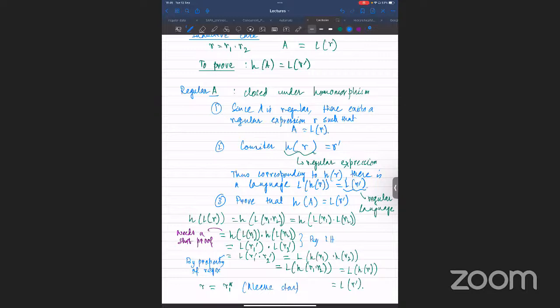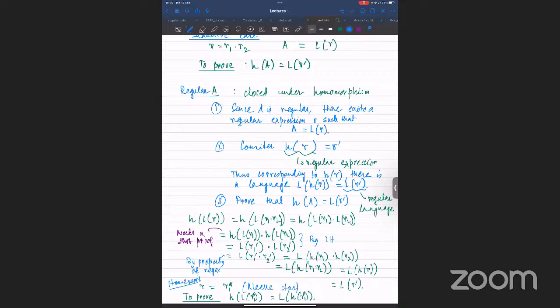And can you show what do we need to prove? To prove that H of L of R equals L of H of R, right? Here R is the same as R1 star. This is what we are trying to prove, right? This I will not do, but I'll leave it for you as homework.